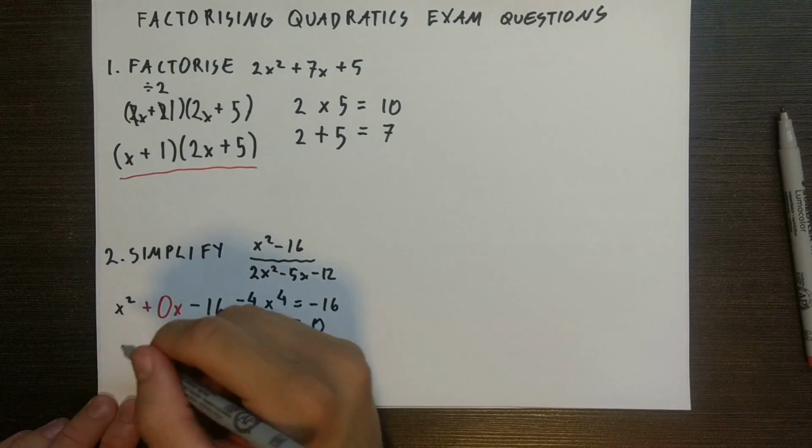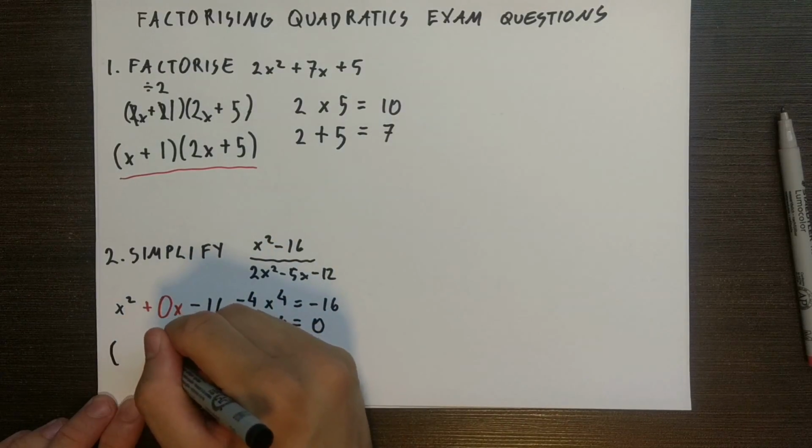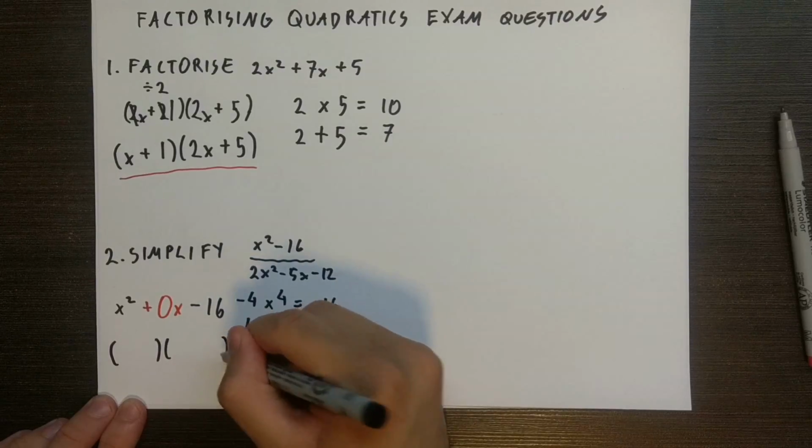So as normal, now we open up two brackets, throw an x in each.